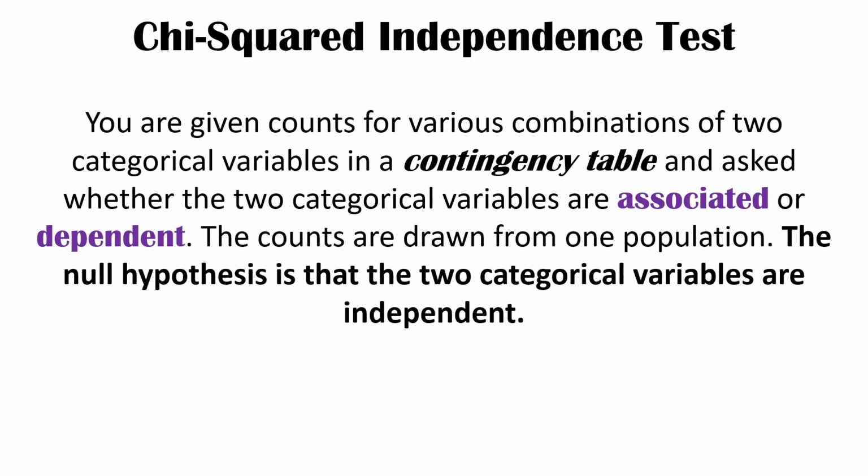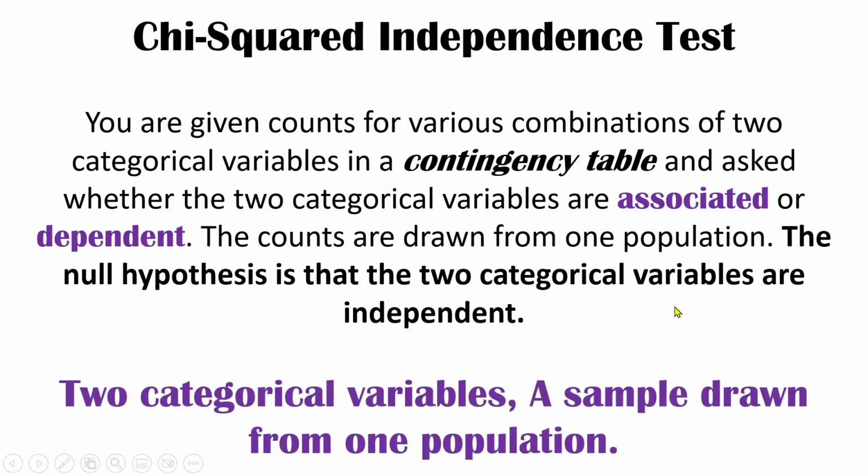So you're given that contingency table and you're asked whether the 2 categorical variables are associated, or to say it a different way, are dependent on each other. The counts are drawn from one population, and the null hypothesis is that the 2 categorical variables are independent. So the thing to remember here is that we have 2 categorical variables and there's a sample drawn from one population.